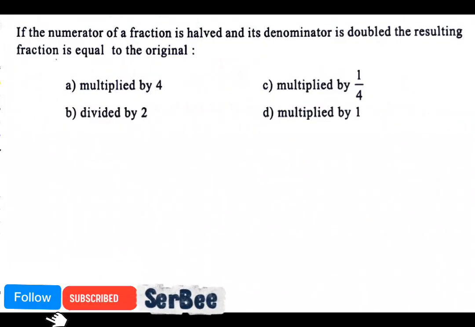If the numerator of a fraction is halved and its denominator is doubled, the resulting fraction is equal to the original. So we have four options. Here is the solution. Let the original fraction be n over d.